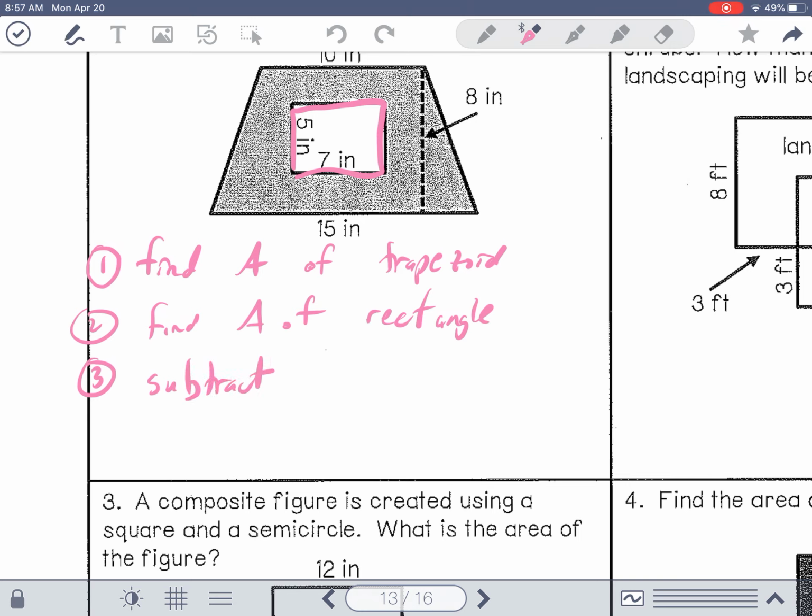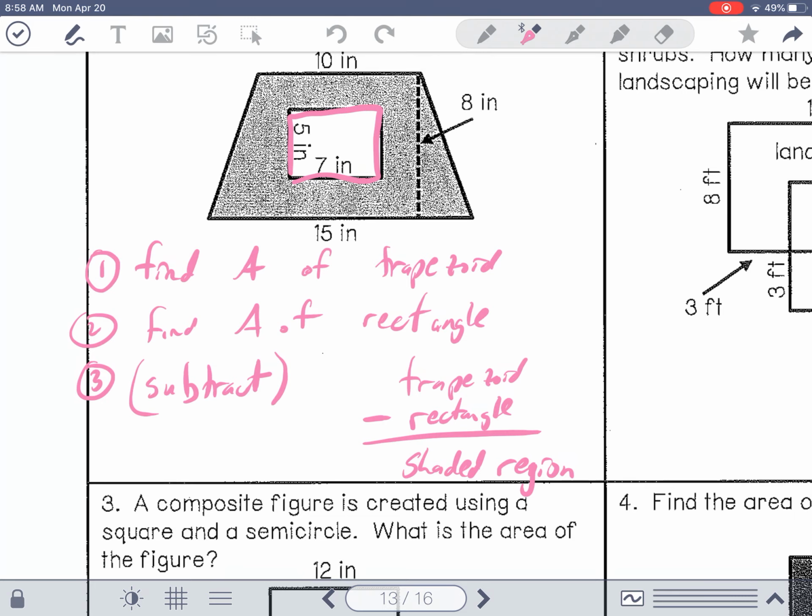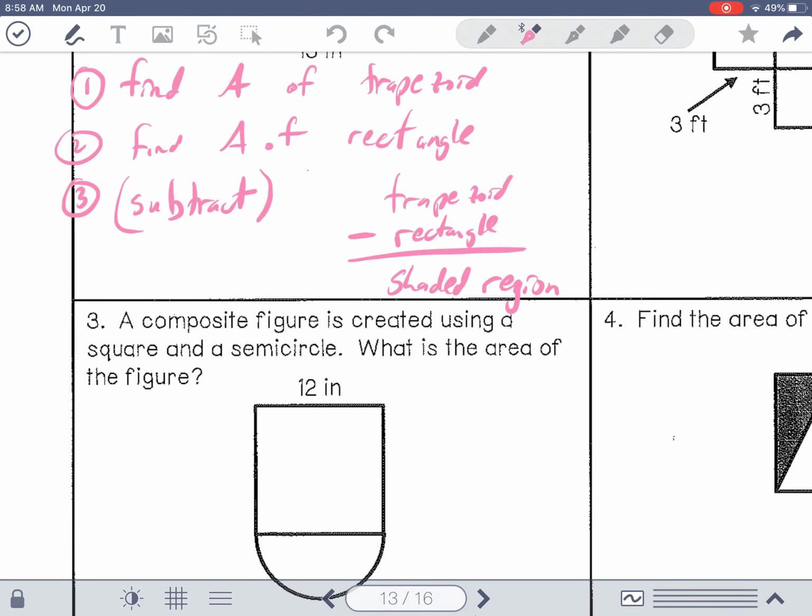So you'll say trapezoid minus rectangle will give you the shaded region. That's an example of when you would subtract. Take a snapshot of that one if you need to. You can see the many questions below.